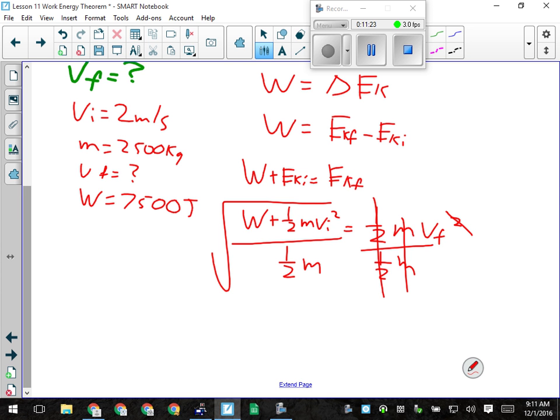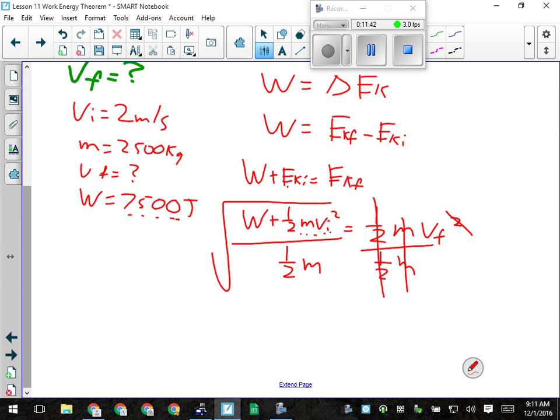Okay, so this is the formula for kinetic energy here, right? For EK. I just plugged in the formula for EK here, because I had it written that I was going to add EK to work. I know what work is. It's 7,500 joules. I don't know the number for EK, so I have to use the formula to find it. That's why I plugged it in.